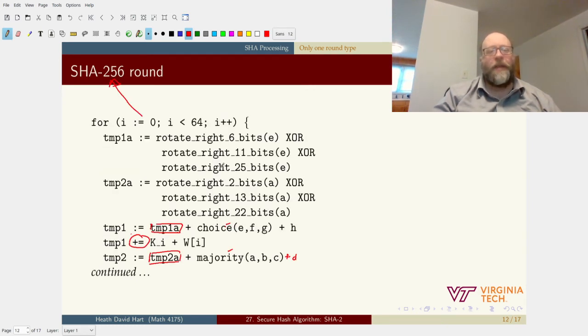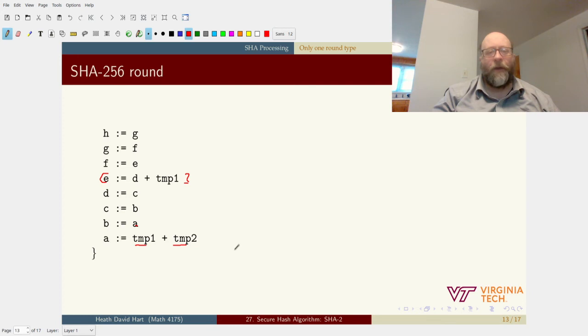This rotating diffuses changes in the plain text to make it hard to create a collision. And then the fact that we're applying different functions, that's what's creating confusion, so that it's not always obvious what the relationship between your plain text and your ciphertext is going to be here. All right.